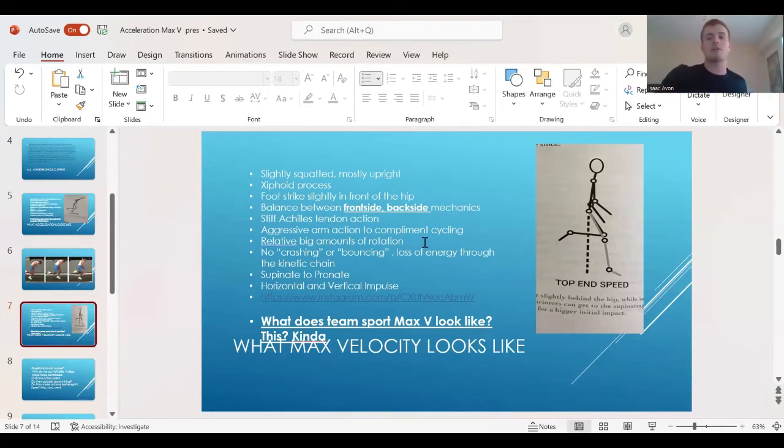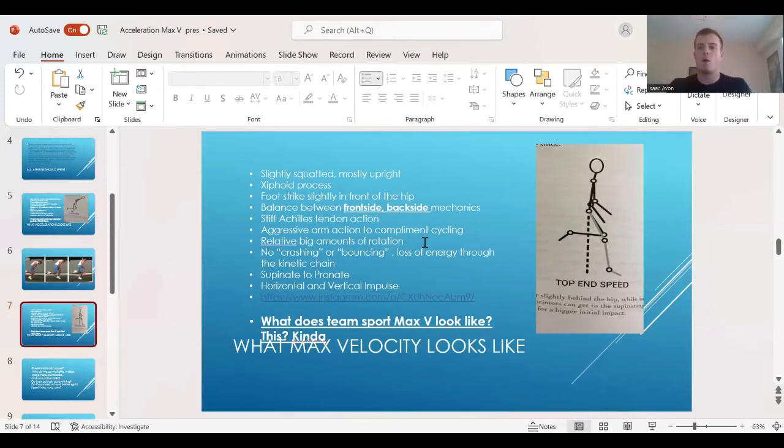So I'm not rotating probably as much as I am when I'm doing acceleration, but I'm still rotating a lot, right? The spine and the rib cage need to be freed up to let yourself rotate as you sprint. No crashing or bouncing, loss of energy through the kinetic chain. Everything is staying pretty stiff.